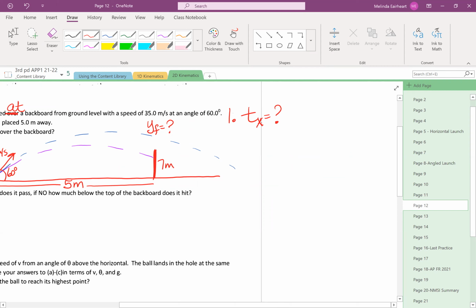Remember the equation we use every single time in the horizontal is that second one, but now I'm going to leave off the 1/2 at squared because hopefully at this point we know that horizontal acceleration is 0. And they did tell us it was 5 meters from the backboard. So that horizontal distance traveled is 5 meters. Now the horizontal velocity, we don't know yet.